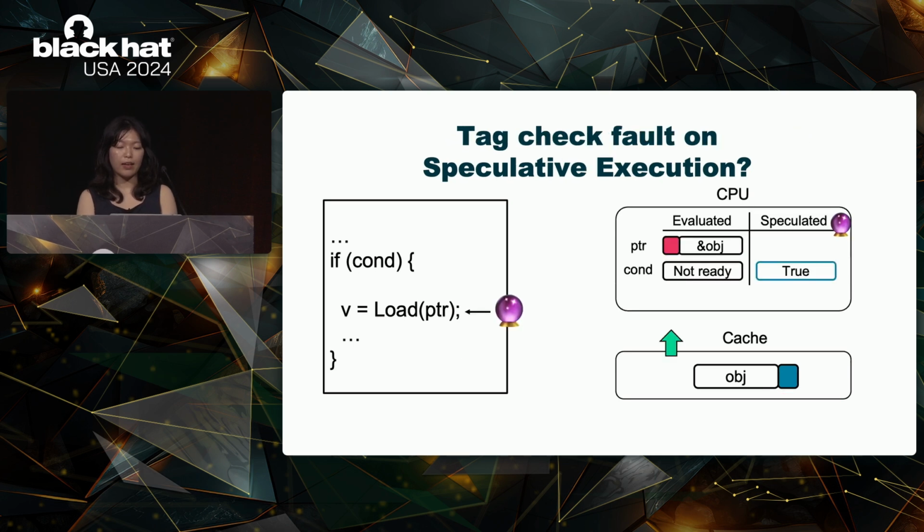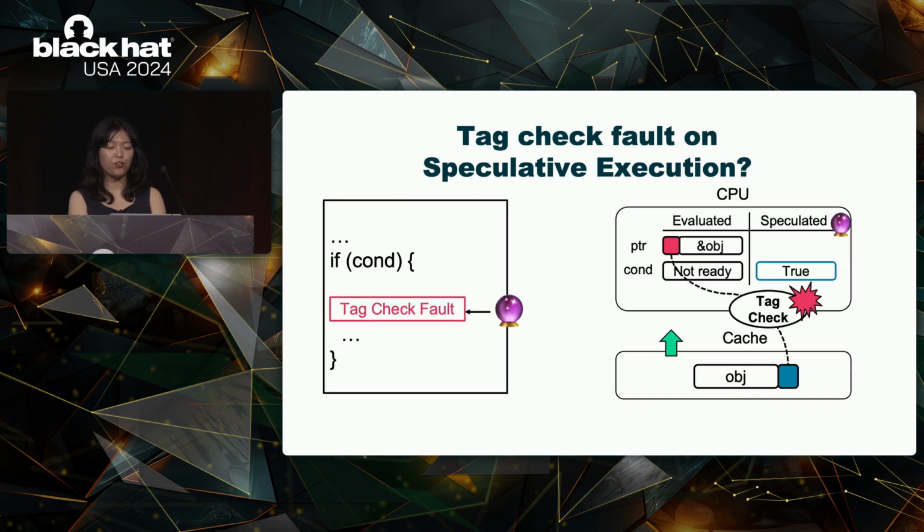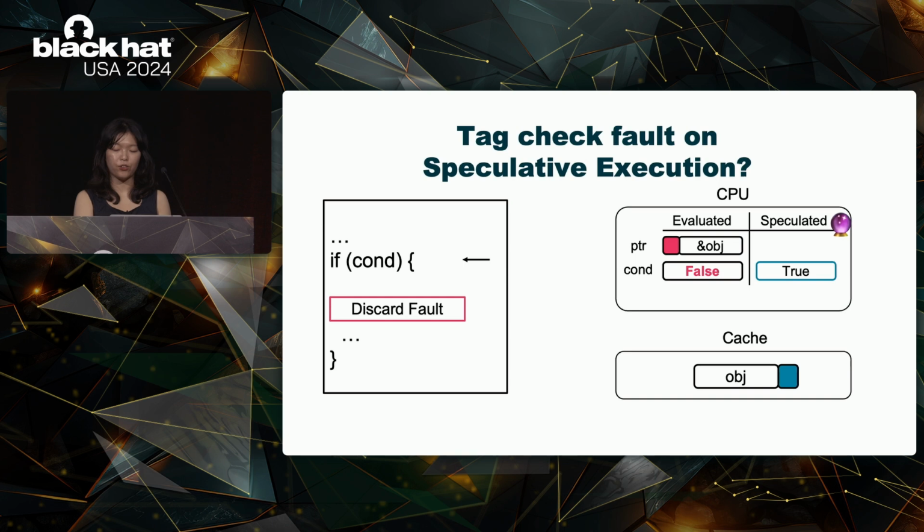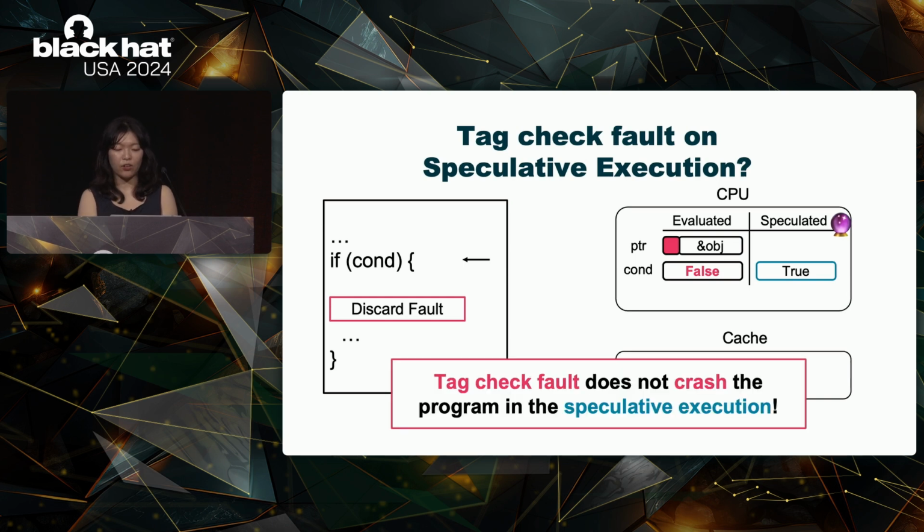So what if a tag check fault occurs during the speculative execution? Assume the CPU speculatively loads this invalid pointer, and this pointer tag does not match the memory tag, so the CPU raises a tag check fault. However, this fault does not crash the process immediately because it is raised during speculative execution, and there's a possibility that the code shouldn't have been executed. So when the condition value arrives and it is false, the CPU reverts the tag check fault and the execution. So this means that the tag check fault does not crash the program in the speculative execution.